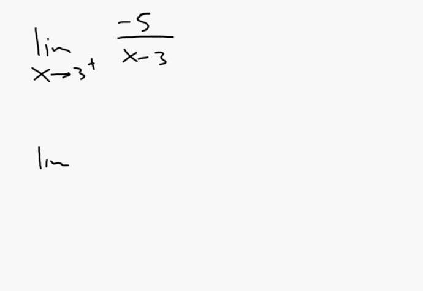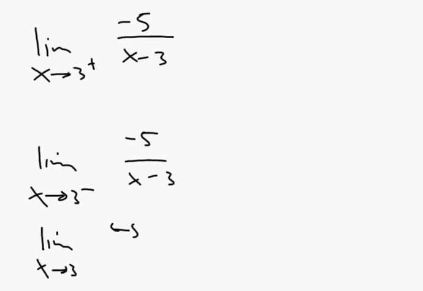Consider some other problems. So let's consider this. What's the limit as x goes to 3 from the right of negative 5 over x minus 3? What's the limit as x goes to 3 from the left of negative 5 over x minus 3? And then finally, what can we say about this limit as x goes to 3 of negative 5 over x minus 3? Let me just fix this a little bit here. Should say negative 5. Let's give these three a try.